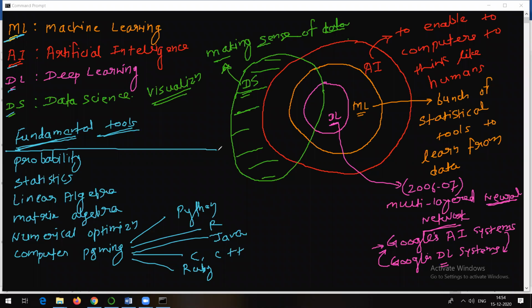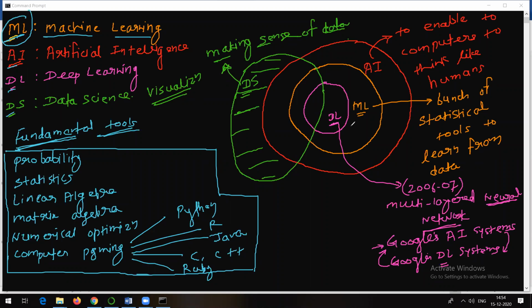So these are the fundamental tools one should be aware of to make sense of machine learning, deep learning, data science, artificial intelligence, right? So this is in short what machine learning is. And there are a lot of applications of machine learning. We will talk about that, as mentioned in your syllabus, when we talk about approaches of machine learning. So I hope everyone is clear about what machine learning is and its relationship with other terms.